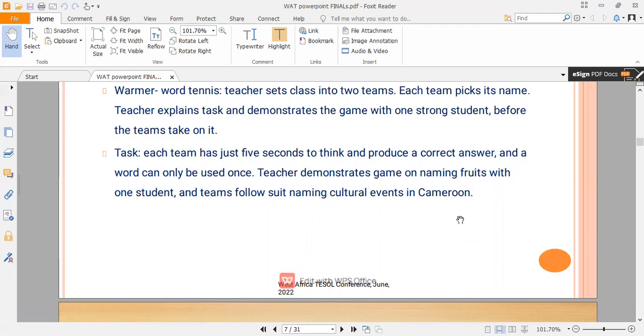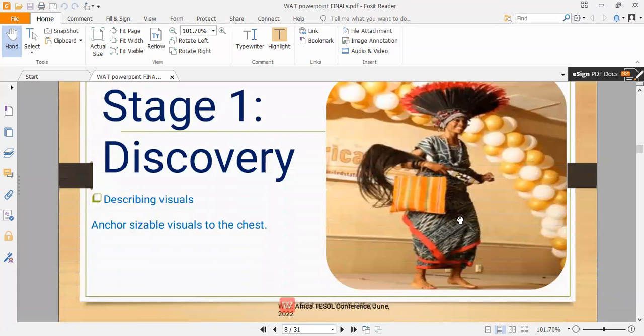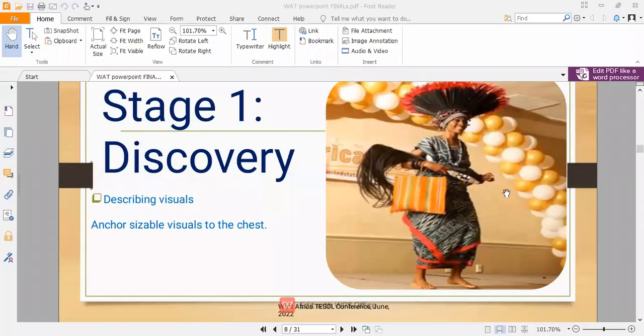Okay, as seen on the next slide, the first stage of our lesson was the discovery stage, which entailed describing visuals. For this, I anchored the visuals to my chest, and the learners described them one by one. As on the first visual on your screen, you can see a lady with a fiber bag hanging down her right wrist and a horse's tail in the same hand. She has no shoes on. So I continue to stage 2.